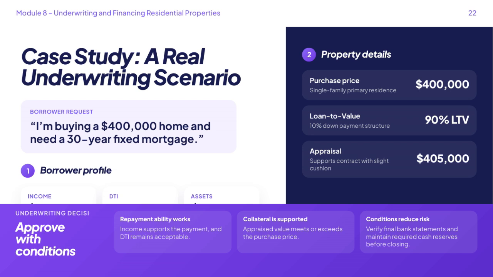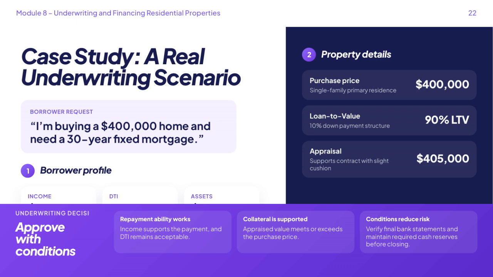Moving on to the property details. The purchase price is $400,000 for a single-family primary residence. The borrower is putting 10% down, resulting in a loan-to-value ratio of 90%. An important factor here is the appraisal, which came in at $405,000, slightly above the contract price, providing a small cushion that supports the collateral's value.